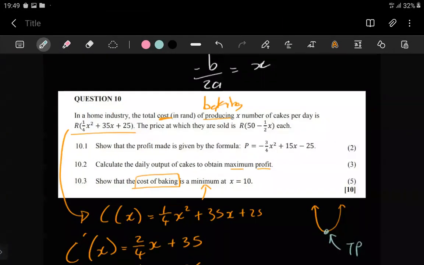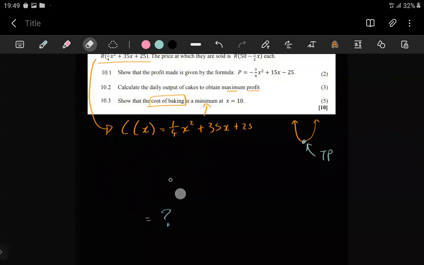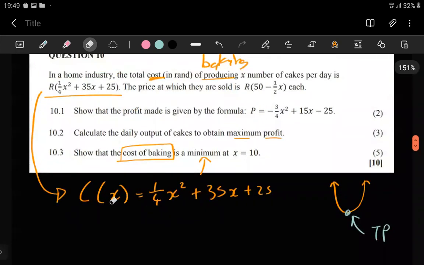So the one thing that I'm thinking of now is we have the cost of everything. Remember, this formula we're using, there's nothing wrong with it. This may not be working out, yes. But the one thing we can be rest assured is that we're not dealing with the wrong formula, because this is asking for the cost of baking. Now, this is the only cost equation we have. But then if they're saying show that the cost of baking is a minimum at x is equal to 10.